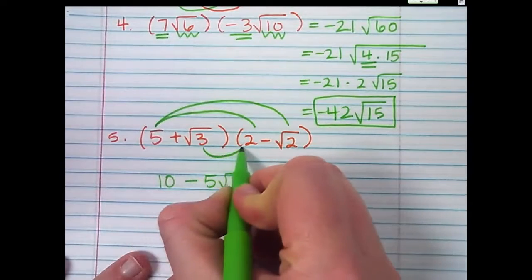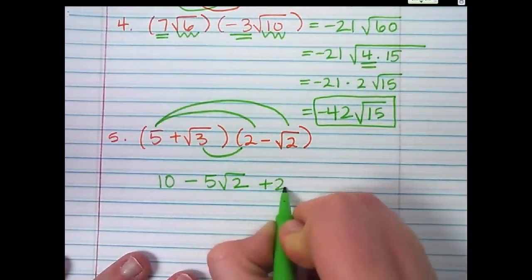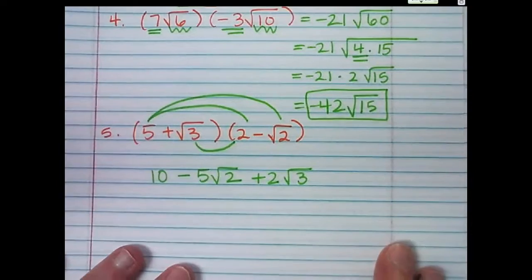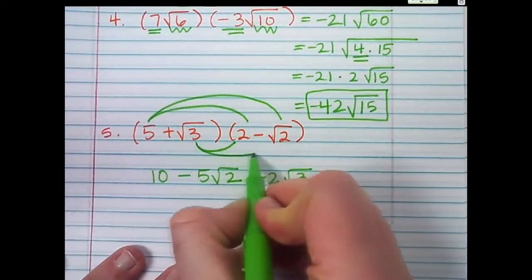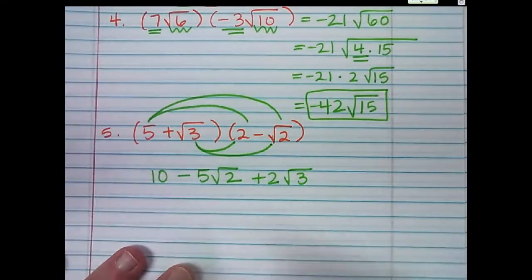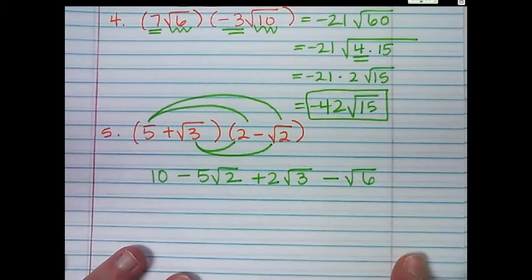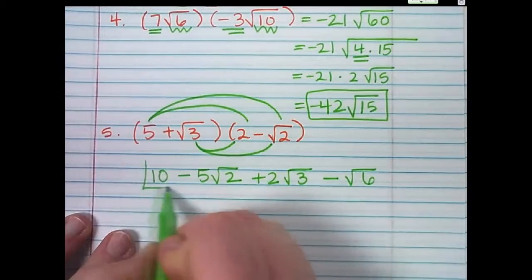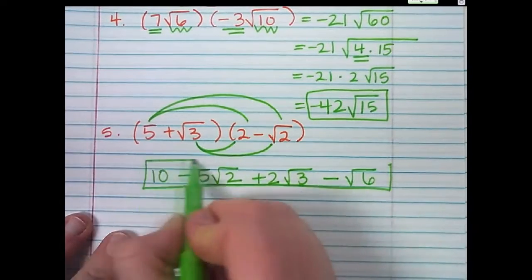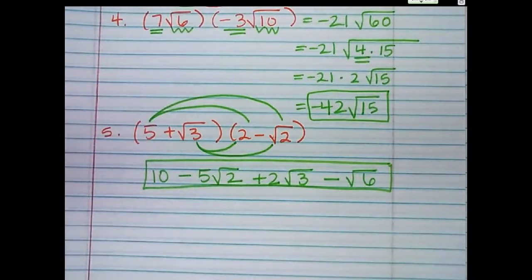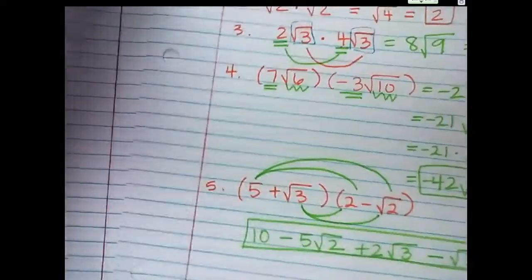And then square root of 3 times 2 is just positive 2 square root 3. And then square root 3 times negative square root 2. Careful with your signs. Negative square root 6. Can I simplify anything? No. So that's it. Just an ugly answer. Okay, 2 more. Number, what do we got? 6. There we go.